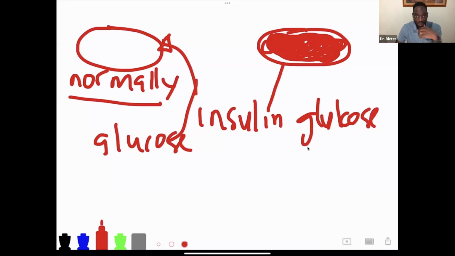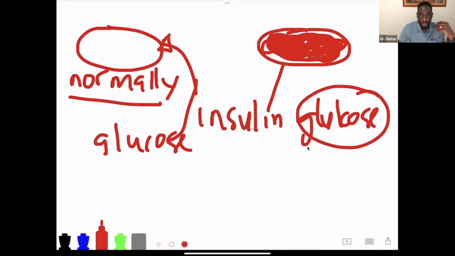The cell tells insulin, I'm sorry, I have no room in the inn. I don't have any place to bring in glucose. It refuses to take up glucose. Glucose now does not enter the cell. If glucose doesn't enter the cell, you do not produce energy. A breakdown in that process is insulin resistance.